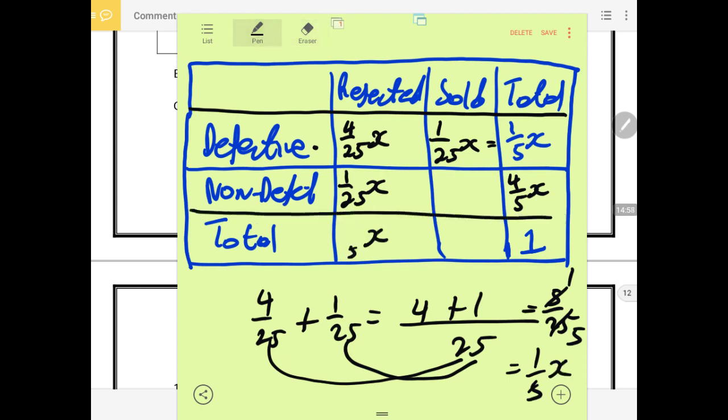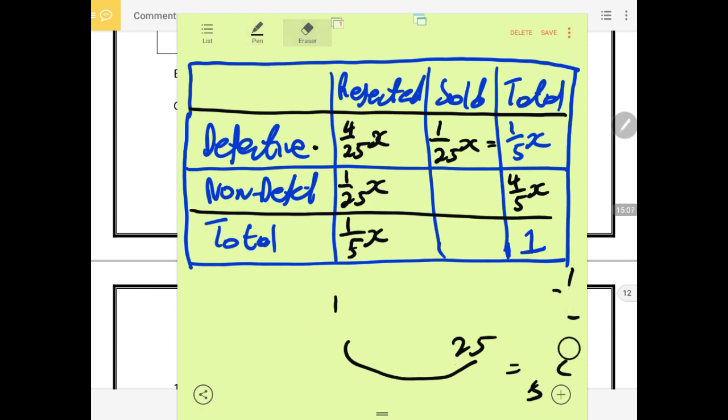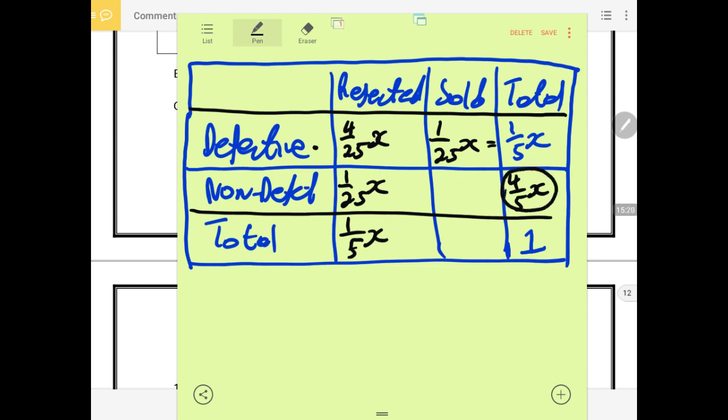1 over 5x. So now we have sorted that one out. It is done and dusted. Then we go to the other missing cells, and at this stage we can just subtract to get to the missing cells. Now we have the total here, which is the total minus rejected. We get to how much is sold.